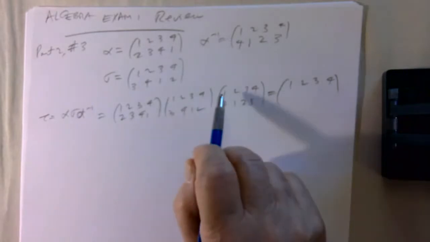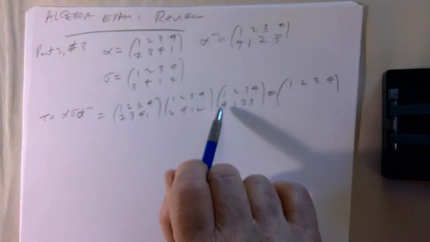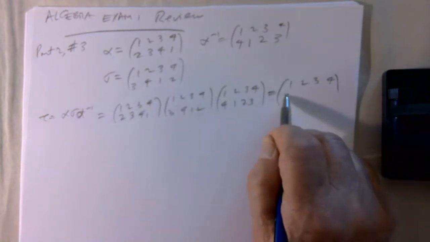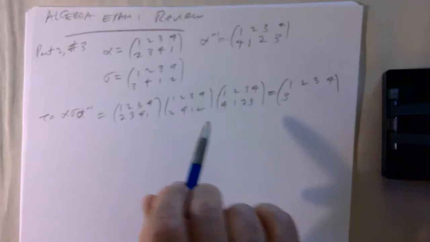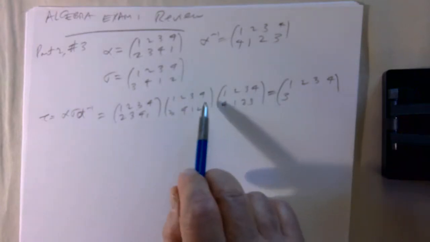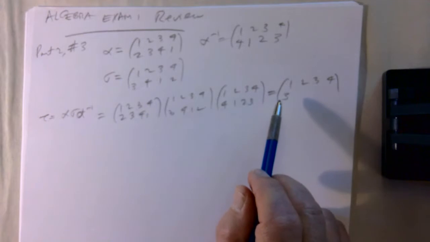And what happens to 1? When you multiply these permutations, 1 goes to 4, 4 to 2, 2 to 3. So 1 ends up at 3. Right? Does that make sense? Is that clear? Because that's the basic step. Yes. 1 goes to 4, then 4 to 2, then 2 to 3. So 1 ends up at 3.